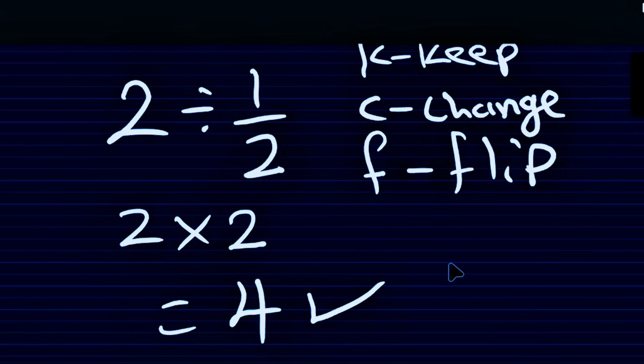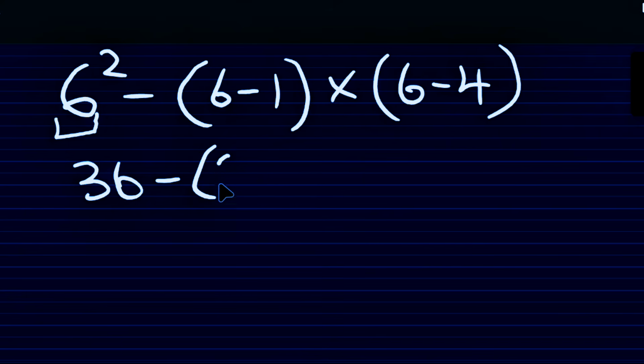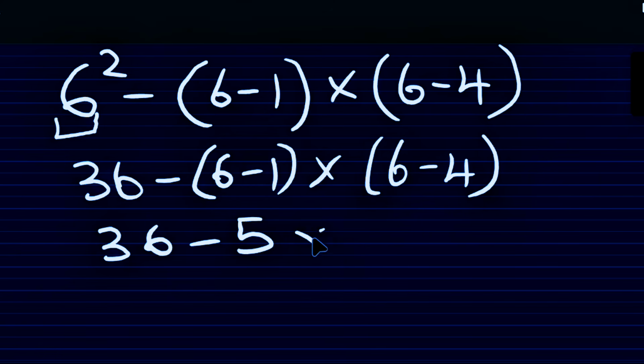Now let's look into more questions. Now in this expression, 6 squared minus in parentheses 6 minus 1 times in parentheses 6 minus 4. What most people did was to attend to this exponent, and 6 squared gave them 36 minus in parentheses 6 minus 1 times in parentheses 6 minus 4. Now in their next step, they attended to this parentheses here, so they had 36 minus 6 minus 1 equals 5 times in parentheses 6 minus 4.